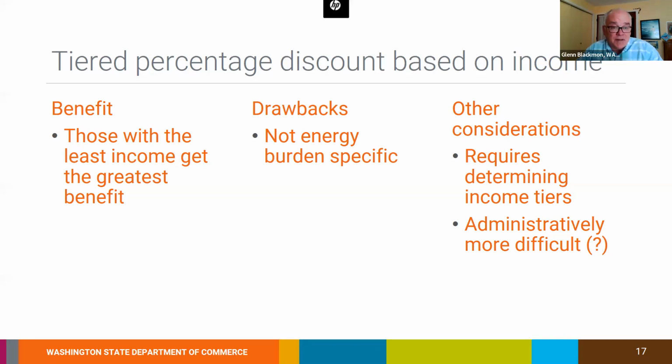So if we had a structure like that, then one benefit that we see to that approach would be that those who have the lowest income would receive the greatest benefit. A drawback would be that it still doesn't directly address energy burden. You could have two households that are both, say, at the 50% mark, right in the middle among low-income customers, but one household might have a bigger energy burden for a variety of different factors, and they would get the same percentage discount as another household who has the same income, but their energy bill isn't as great.